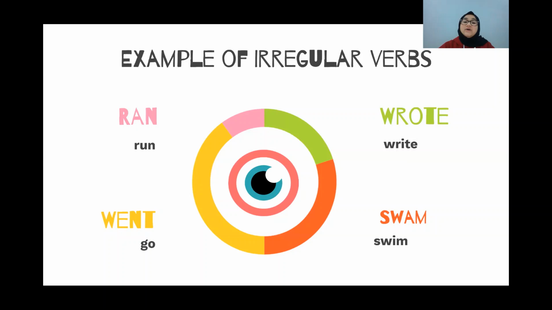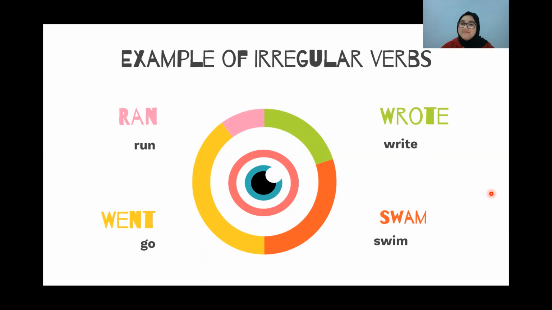Okay, so here we have some examples of irregular verbs. 4 simple examples. We have ran. Ran is the past verb of run. We also have went. Went is the past form of go. We have here wrote, which is the past form of write. We also have swam, which is the past form of swim.